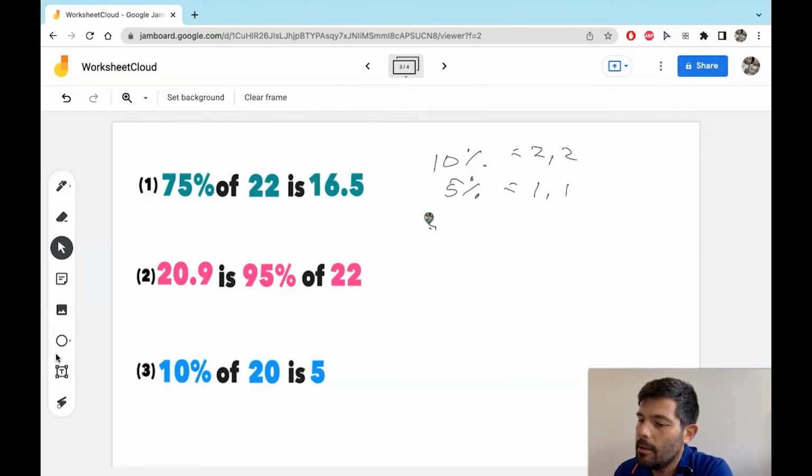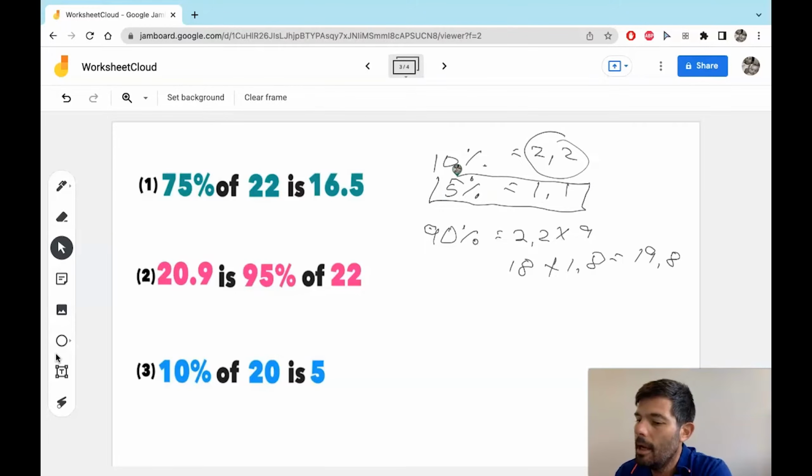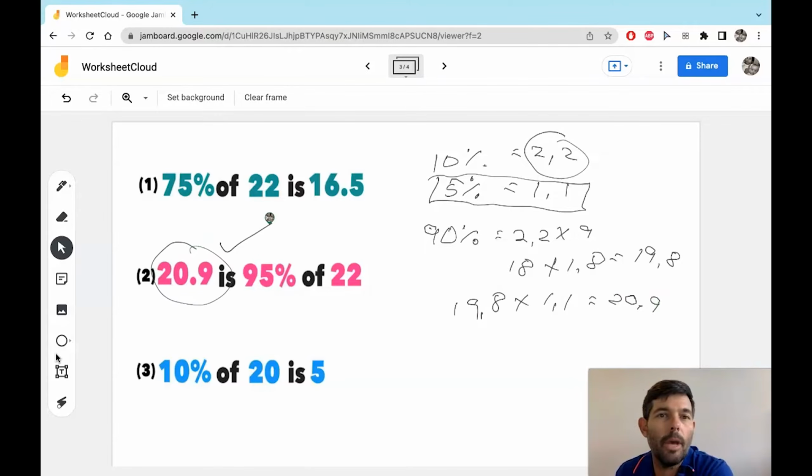So 90% is going to equal 2.2 times 9. We should know 9 times 2 is 18, and then 9 times 0.2 is 1.8. Together that's going to give me 19.8. So that's my 90%. Then to that 90%, I still need to add this 5%, which is 1.1. If I add 1.1 to 19.8, you should get 20.9, and I do get 20.9. So I'm happy that statement 2 is also true.